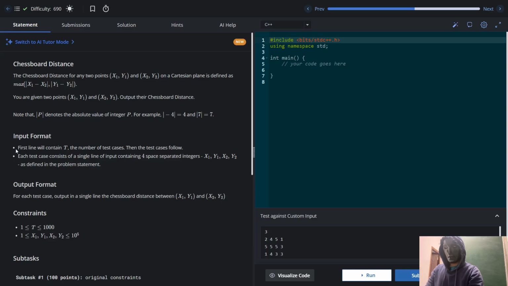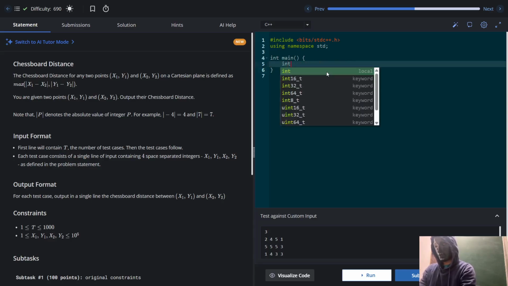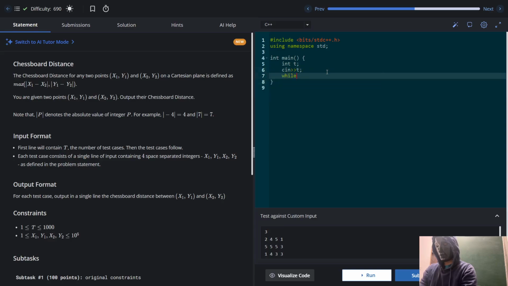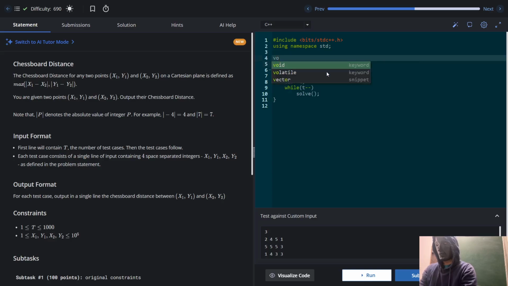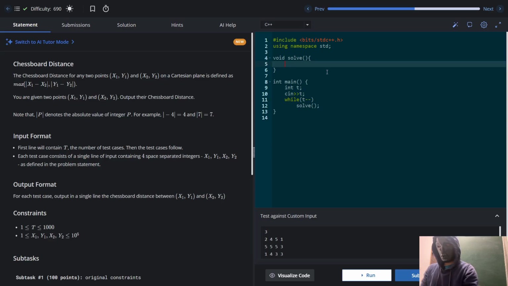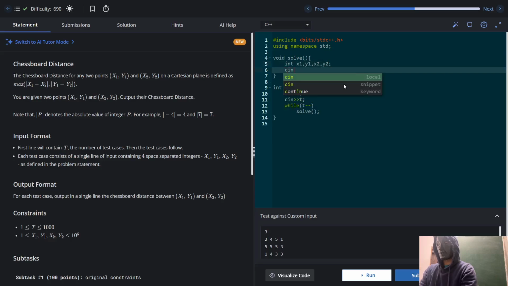The input format is what? The first line will contain the number of test cases. So let's take the test case while t minus minus. For every test case we'll be calling this function solve in order to solve for the given test cases. Each test case consists of a single line of input containing 4 space separated integers x1 y1 x2 y2 as defined in the problem. So we'll be taking their inputs x1 y1 x2 y2.